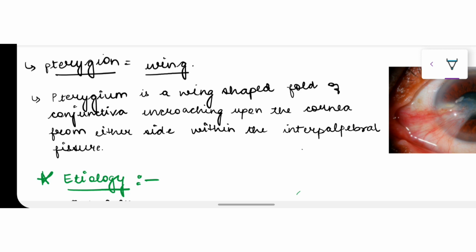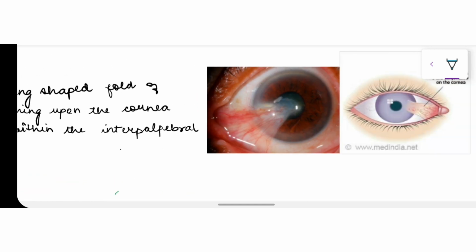which encroaches the cornea from either side, that is from the nasal as well as the temporal, but from the nasal side it is more common, within the interpalpebral fissure. Now what is the interpalpebral fissure? The whole of this part, the part we see between our two lids, is our interpalpebral fissure.